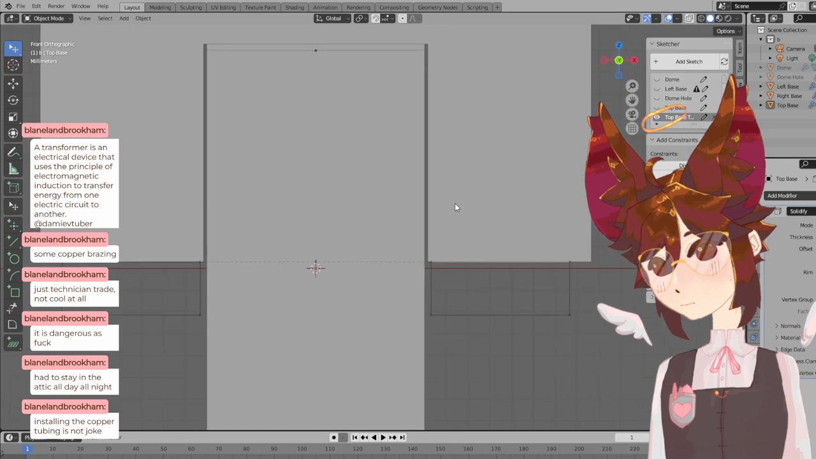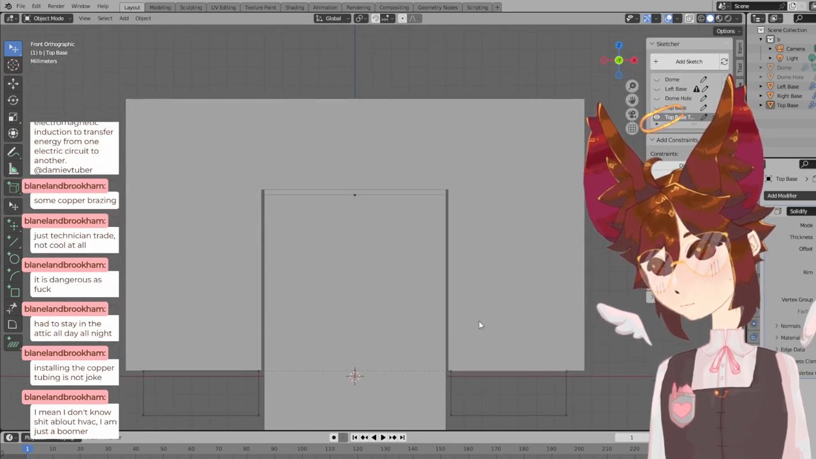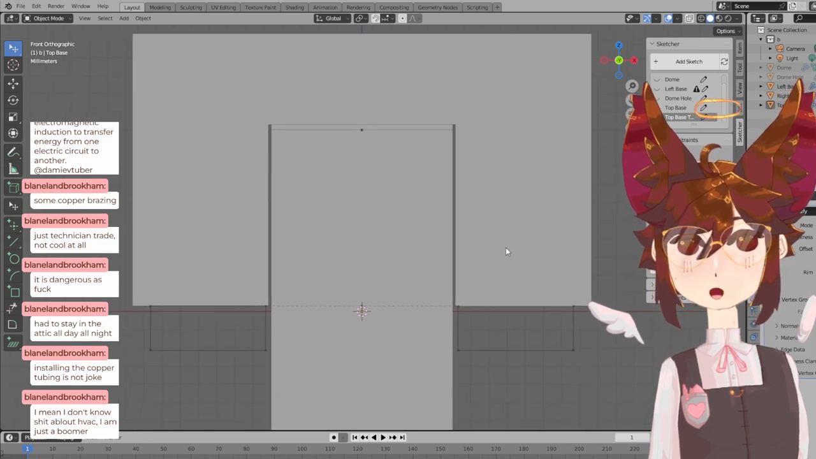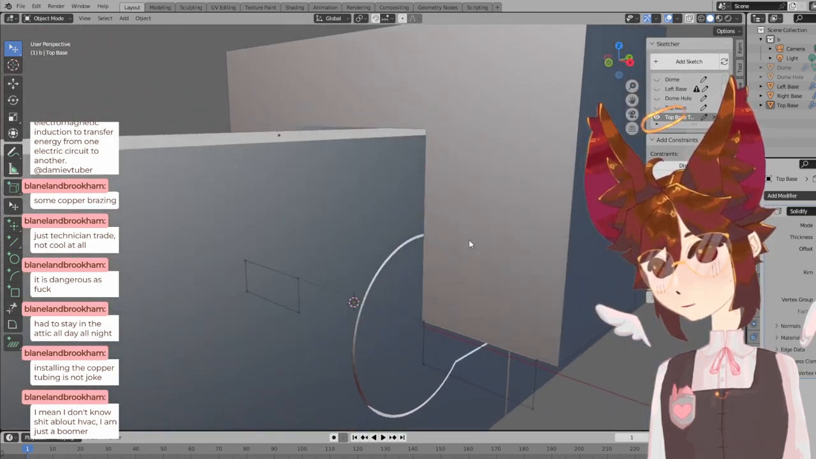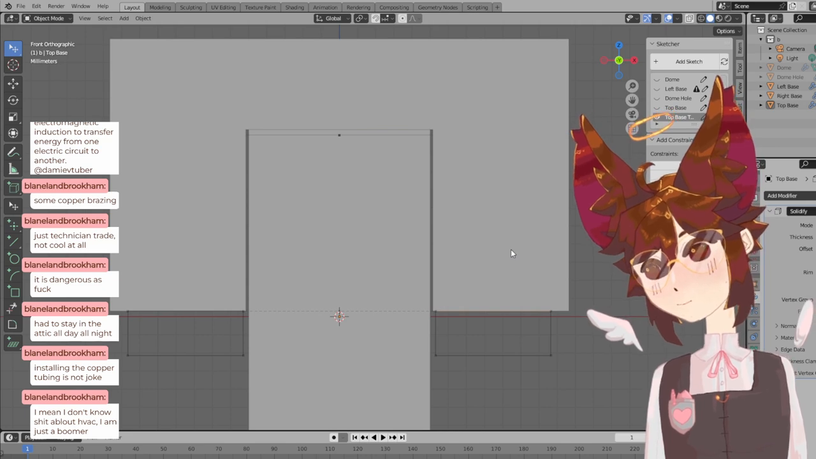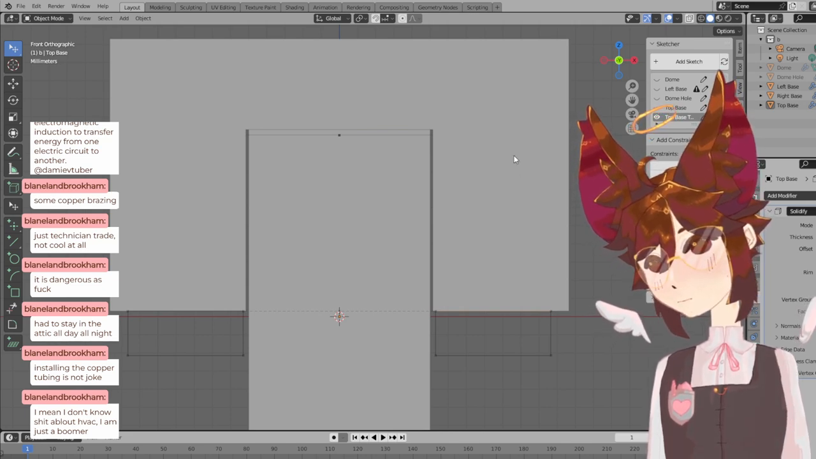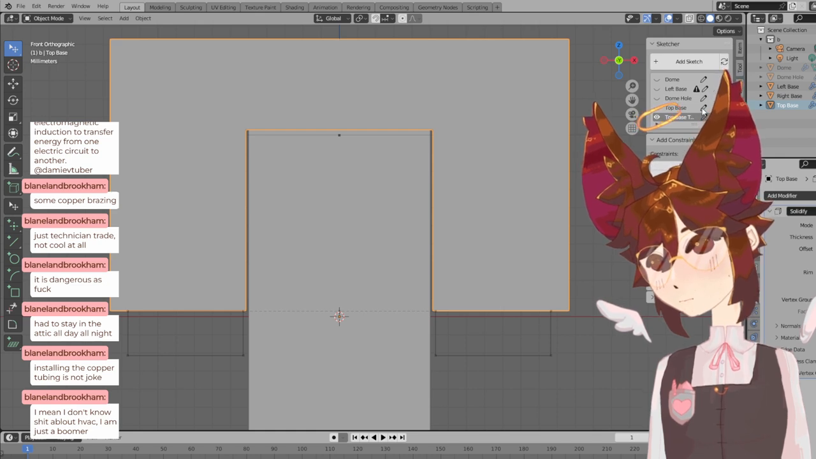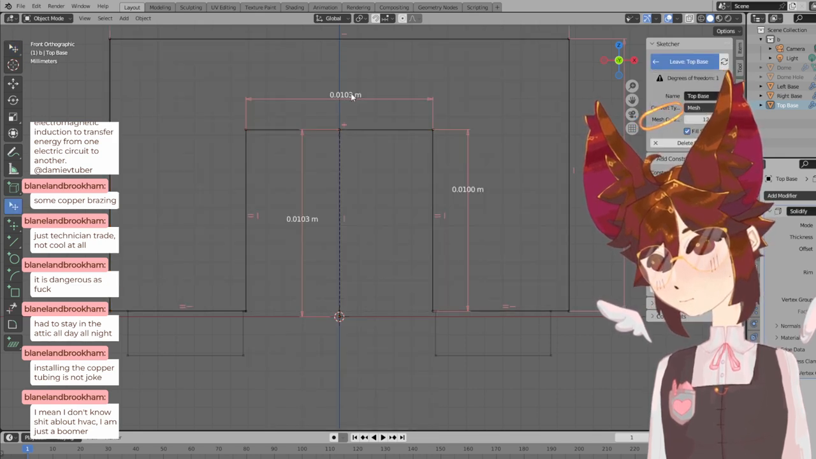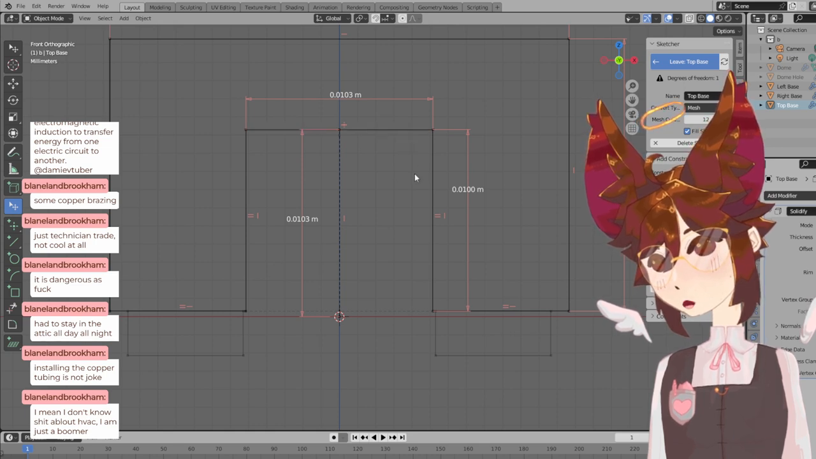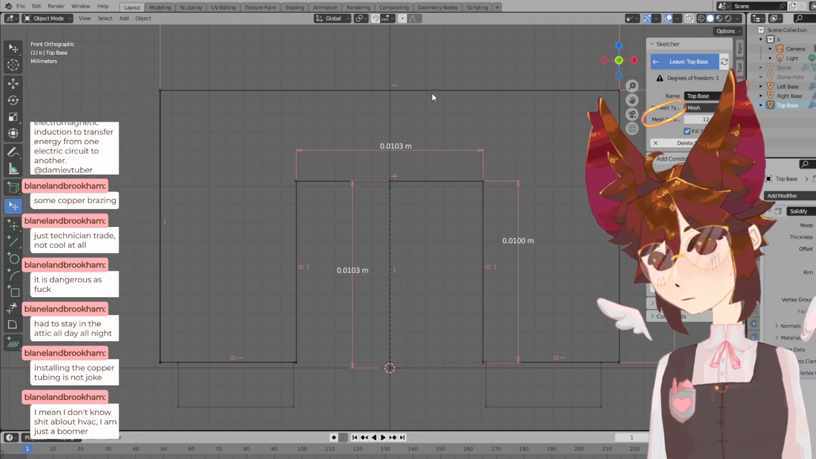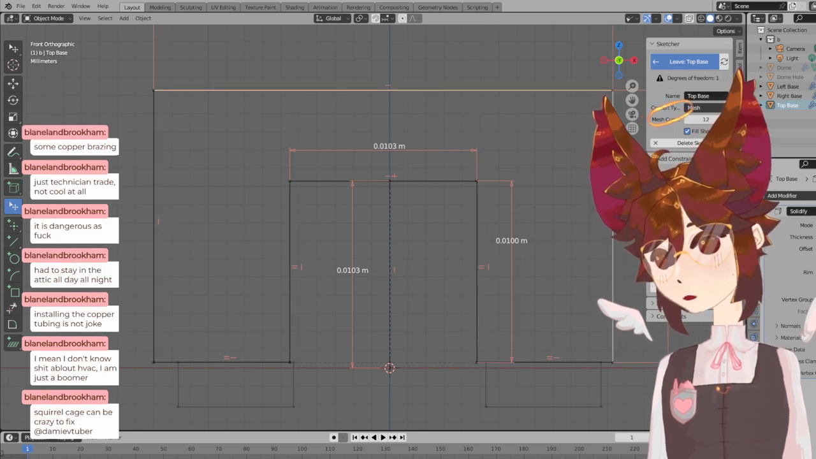Wait, is that not? What? I don't know shit about HVAC, I'm just a boomer. Why is that not 0.3? That is somewhat worrying. What did I have this as? Oh, is this not equal from side to side? It should be. Oh no, it's not equal from side to side.